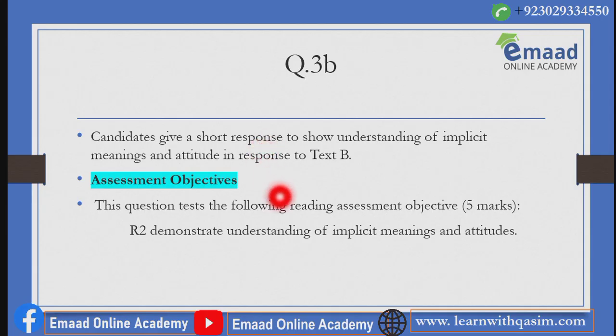So in this short video we talked about section B of the reading paper, 25 marks divided into two questions. Question 3A is summarizing text B for 20 marks, and then question 3B is just to show the implicit meaning of the given text, that is for 5 marks.